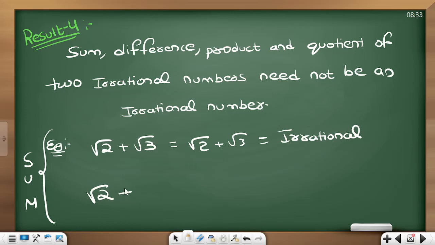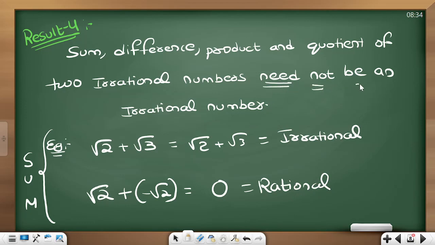See, when you add root 2 plus minus root 2, we read in result 1 that the negative of an irrational number is again irrational. Therefore root 2 is irrational, minus root 2 is irrational. Both of them we are going to add. So when you add two irrational numbers, root 2 gets cancelled and you get 0. That is rational. So sometimes it can be irrational, sometimes it can be rational. That's why they have used the words need not be. Clear? Similarly, let's see it for subtraction.